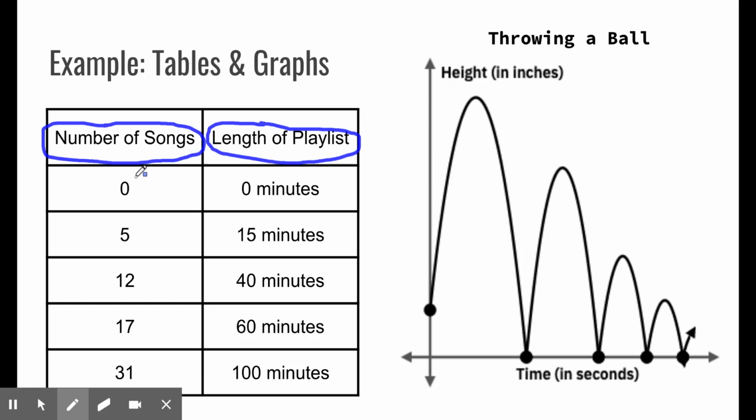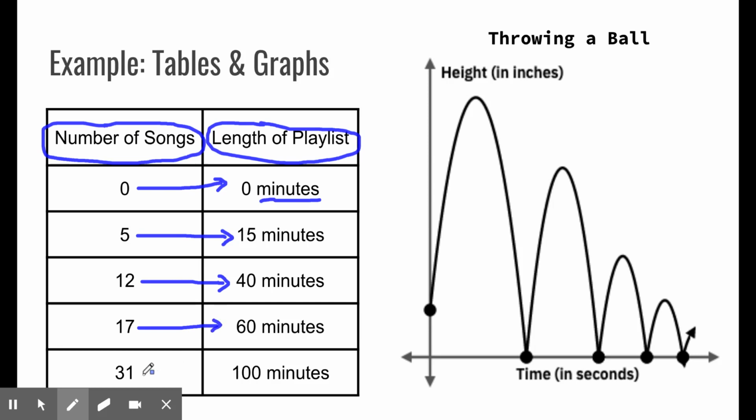And if we look at the different values, we can see that 0 songs, unsurprisingly, would last 0 minutes for that playlist. And you can see we've also got some units involved here. Really important to recognize what units you're working with in quantitative reasoning. 5 songs on the playlist would mean 15 minutes. By the time there's 12 songs on the playlist, that's maybe 40 minutes, and so on and so forth.